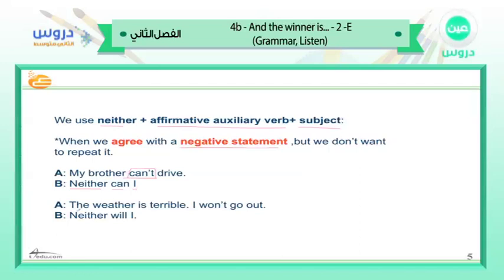Another example. A: The weather is terrible. I won't go out. B: Neither will I. Neither, affirmative auxiliary verb, then the subject, I.